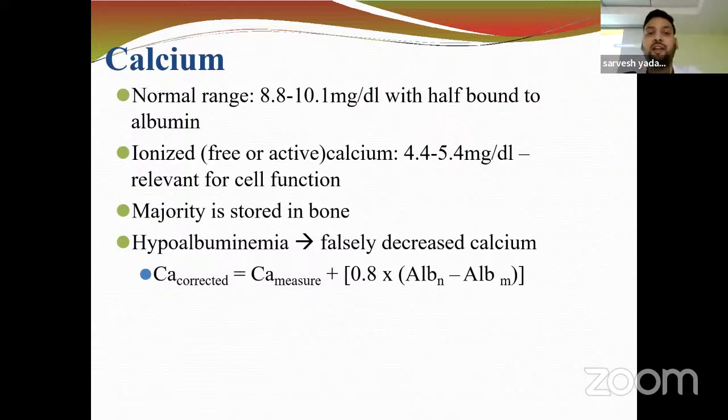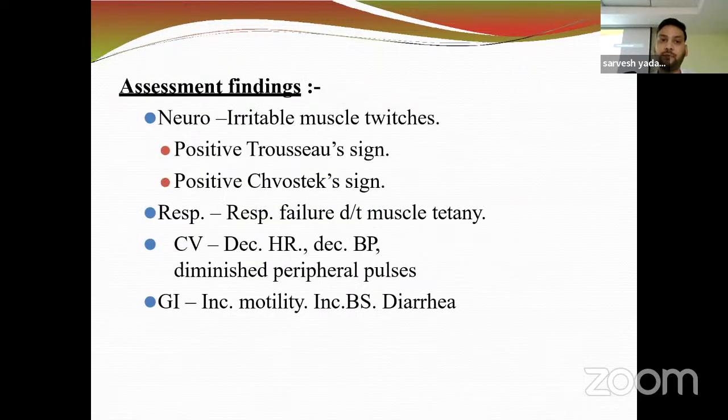Calcium: the normal range of calcium is 8.8 to 10.1 milligram per deciliter, with half bound to albumin. Ionized calcium, which is the active half, is 4.4 to 5.4 milligram per deciliter. The majority is stored in bone. Hypoalbuminemia falsely decreases the calcium. Corrected calcium equals calcium measured plus 0.8 times normal albumin minus albumin measured.